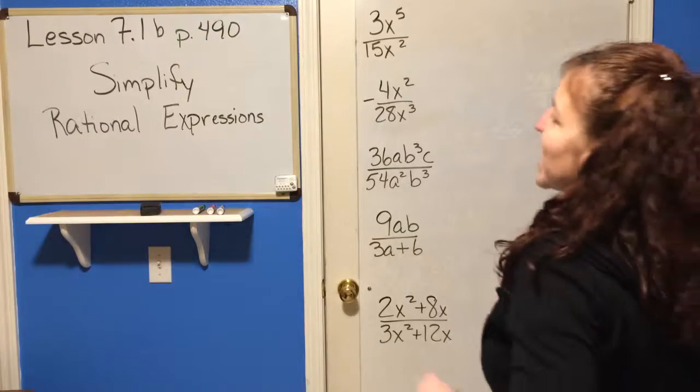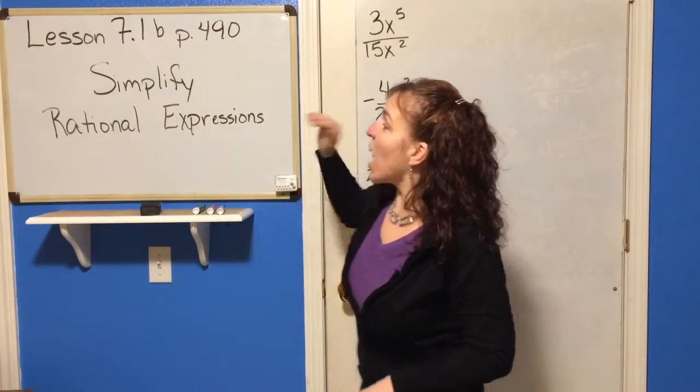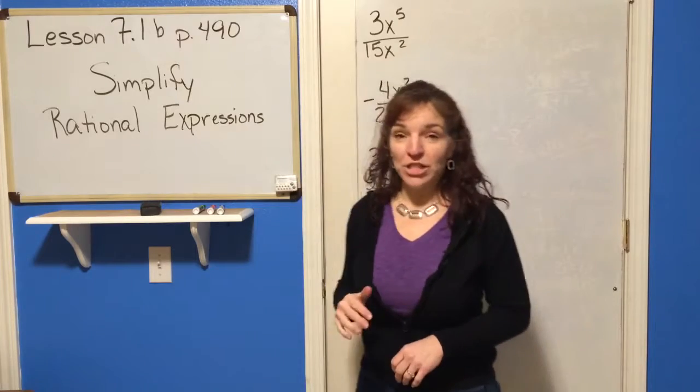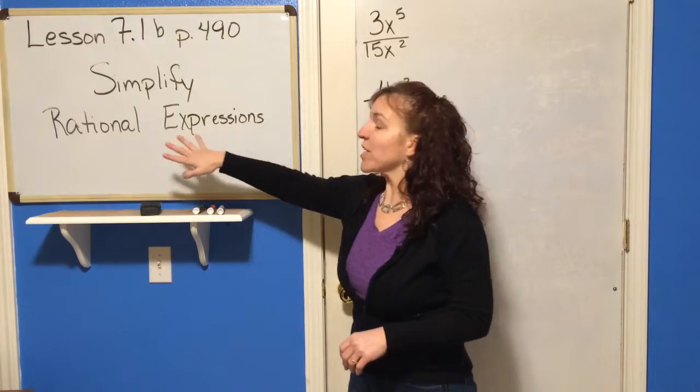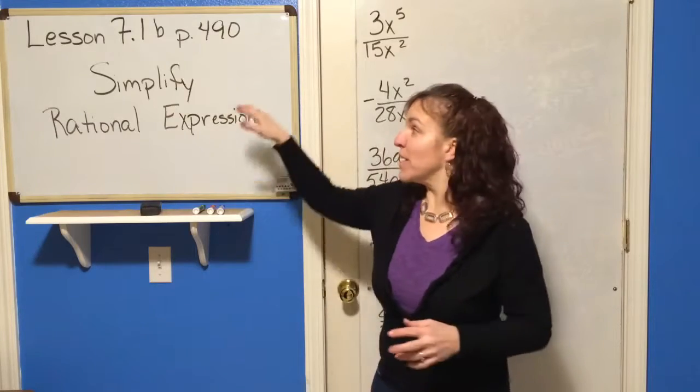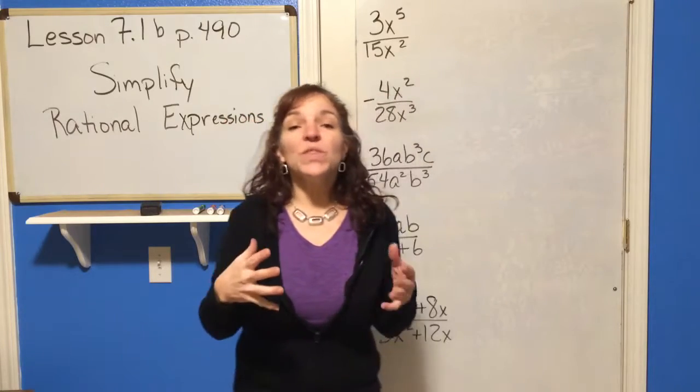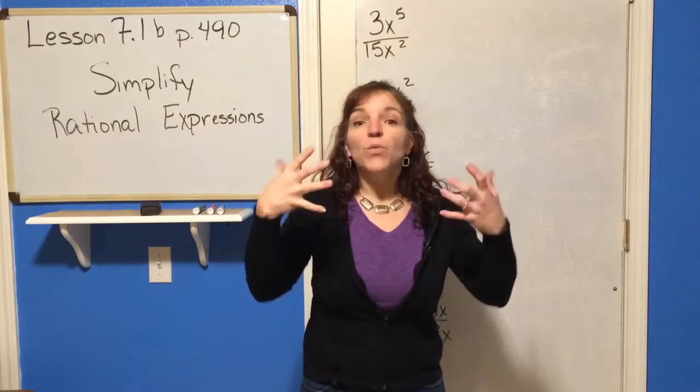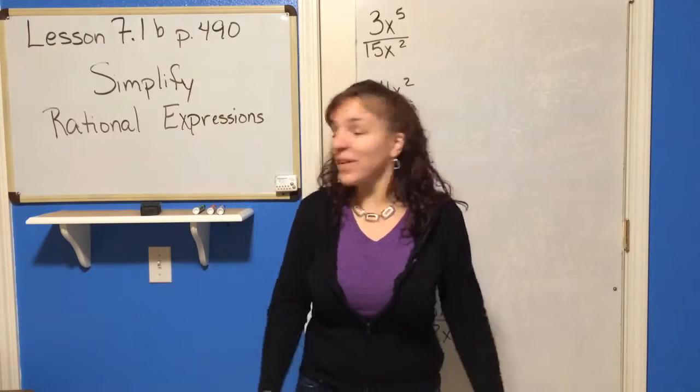Second half of section 7.1. Now we're going to simplify rational expressions. So we already said rational expressions are fractions. So we're still going to take fractions, but now we're going to simplify them. This is exactly like reducing fractions.